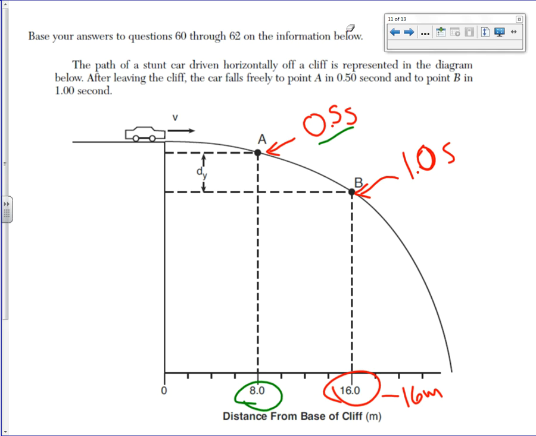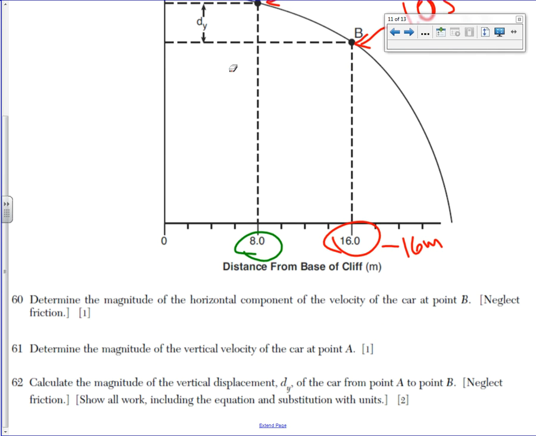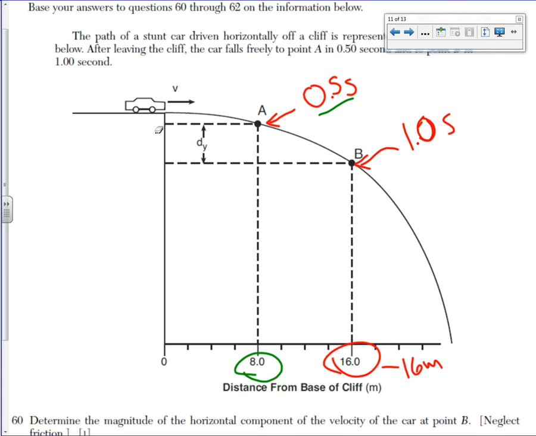Moving on to 61. Determine the magnitude of the vertical velocity of the car at point A. So we're looking at point A, and we know that our time there is 0.5 seconds. We can also determine a couple other things, because we know that when the car leaves the cliff, it's going to have 0 initial velocity in the vertical direction.